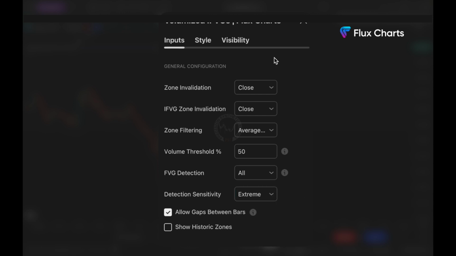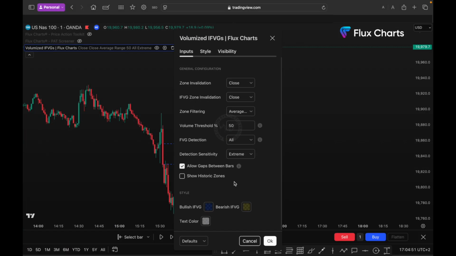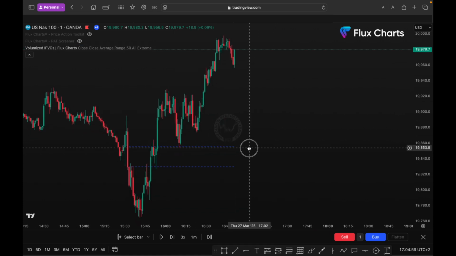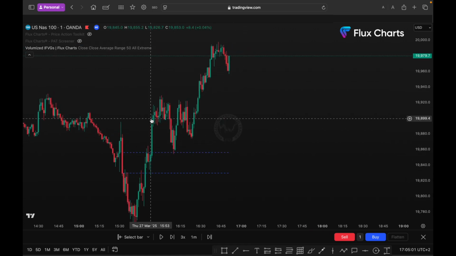So you can pause the video here and put in these settings when you open the inverse fair value gap indicator by Flux Charts. Alright, so let's have a look at a few chart examples.